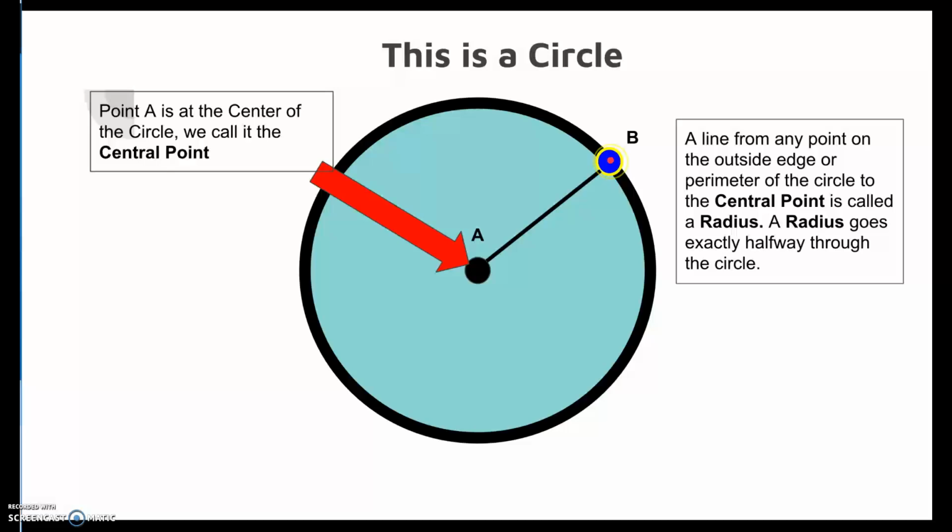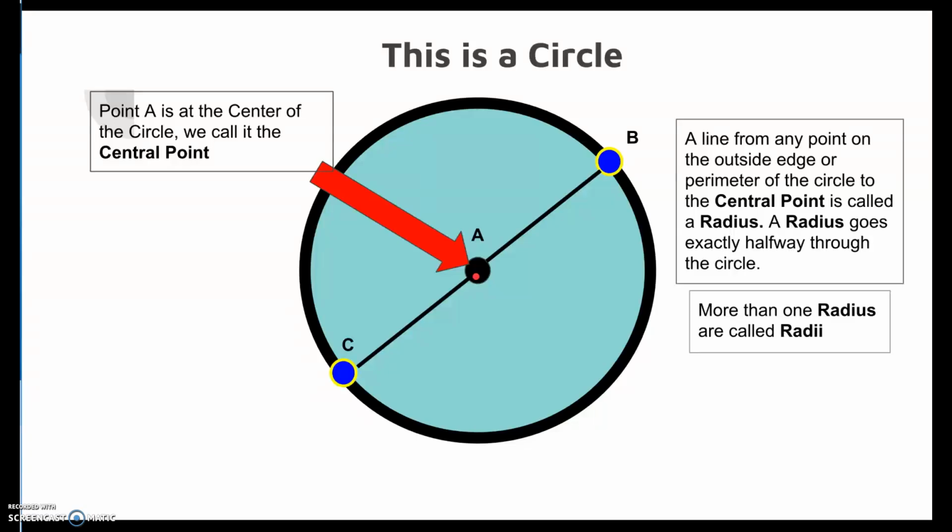Alright, and then any point out here on the edge is just a point on the outside edge, and any segment from the outside edge right to the center is called a radius. So this is the radius of the circle, and it goes halfway across the circle. If there's more than one radius, the plural of radius is radii.